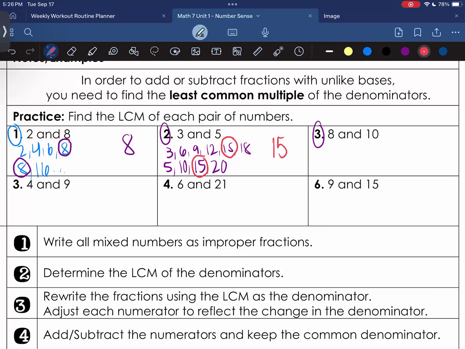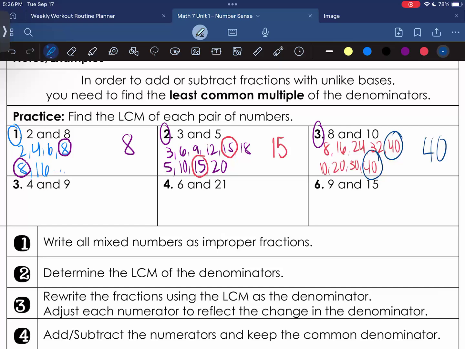Number 3, 8 and 10, you should have listed out 8, 16, 24, 32, 40. We can stop there because we know that 10 goes into 40. So 40 is our LCM. Now the reason we're doing this is because it helps find common denominators.